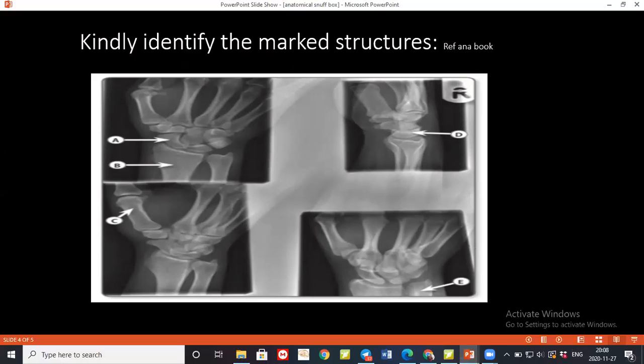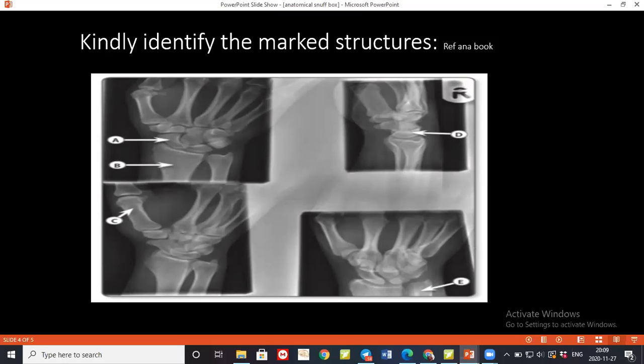What movements are present at the thumb? Yes, ma'am. There are several movements. At first there occurs flexion, extension, flexion at the palmar plane also, and radial extension or radial abduction. There may be abduction, adduction, and opposition, ma'am.